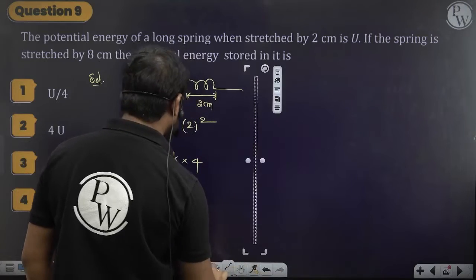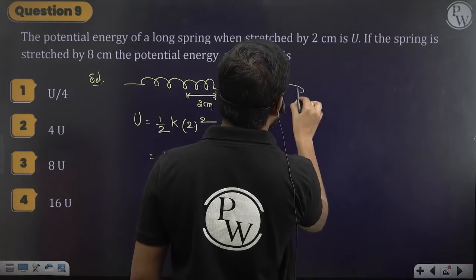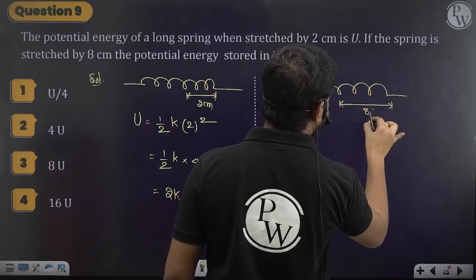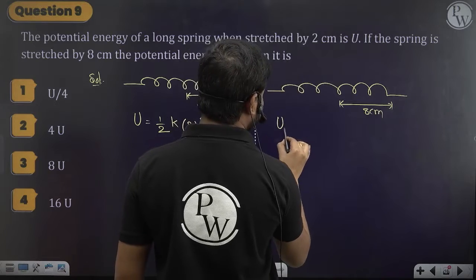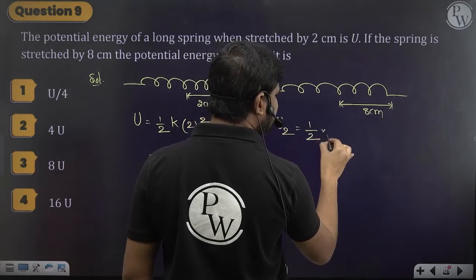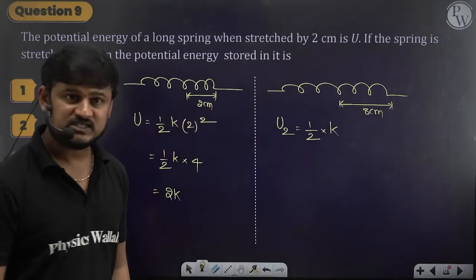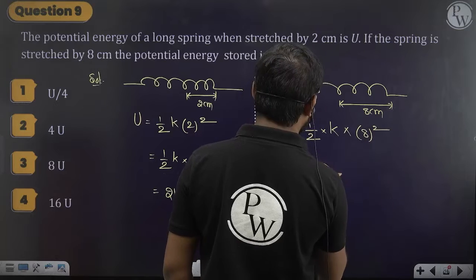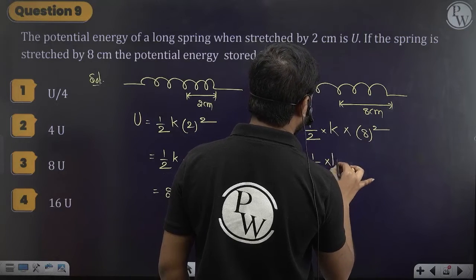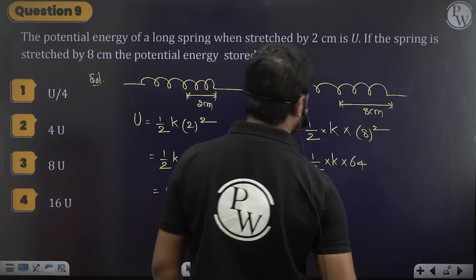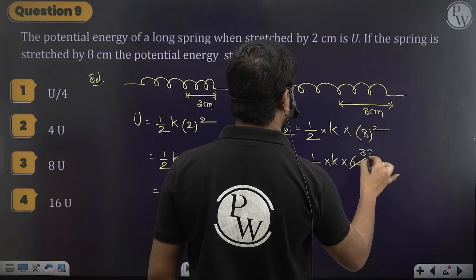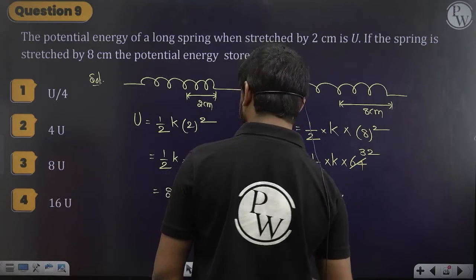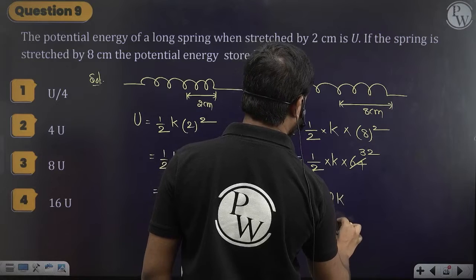Chalo. So then the same spring, if it is stretched by 8 centimeters now, then in that particular case, the potential energy, let it be u2, is half. The spring is the same, so the k will be the same. Into, so what is x here? 8 whole square. So it will be half into k into 8 square, which is 64, right? 2 ones are 2, 32 times. So 32k, right? So I am writing it as 16 into 2k.